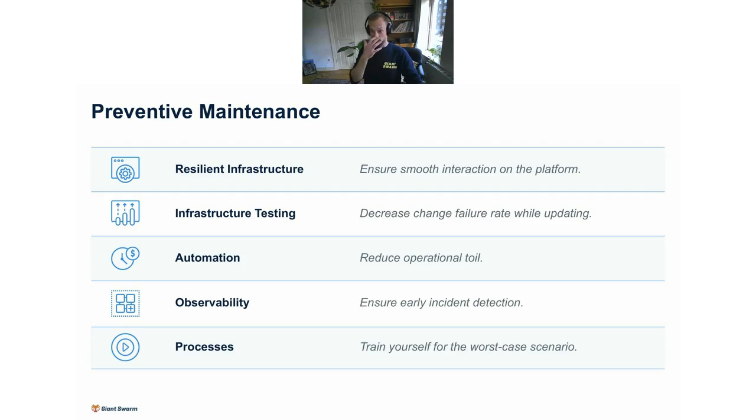And then the last one is processes. I mentioned before, everybody has to know what to do before incidents, while changing, for example, but also during incidents. So what is the process when you have a downtime? You have to train yourself for the worst case scenario. So you have to do fire drills, for example. You have to do chaos engineering, for example, to sometimes just break a cluster and see where it's going, so that you are able to fix things fast and you are prepared for it, like a firefighter.